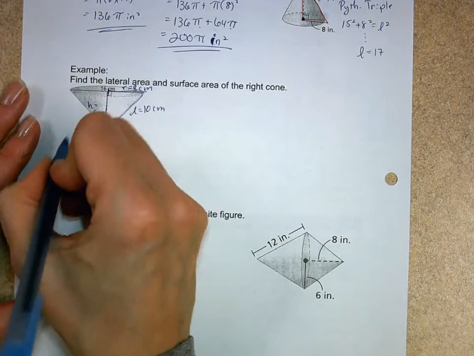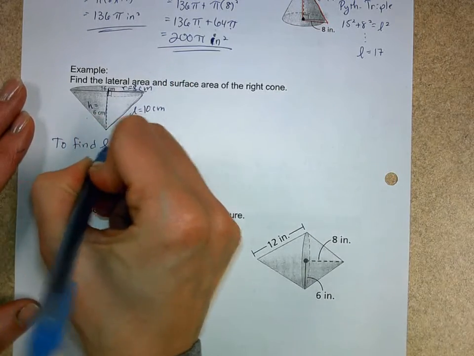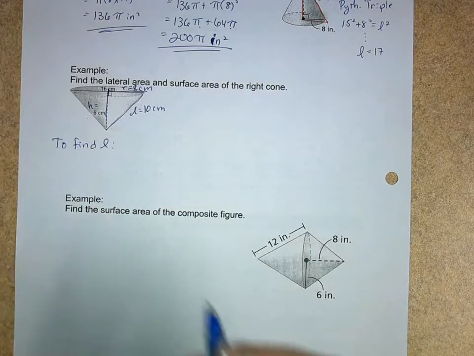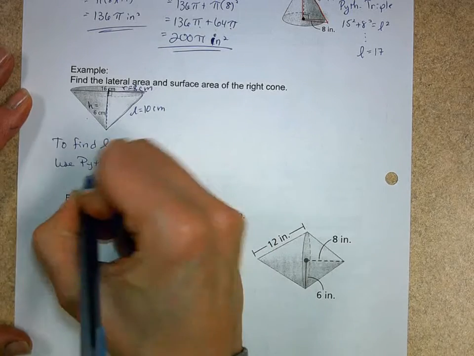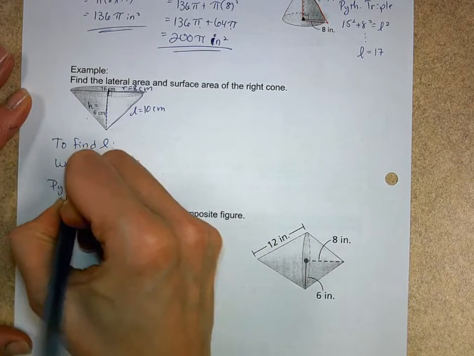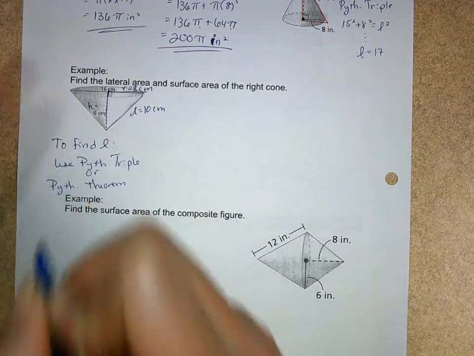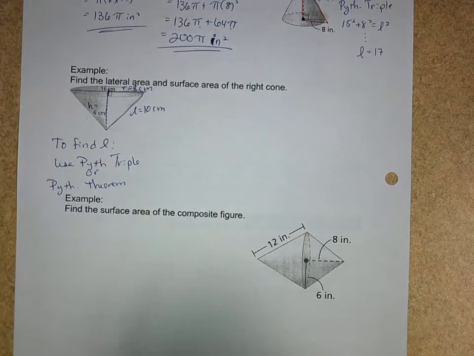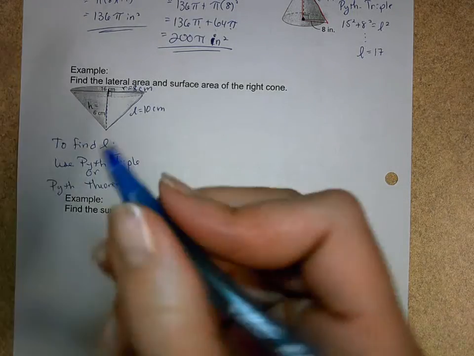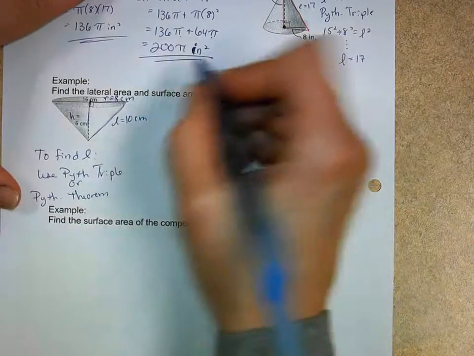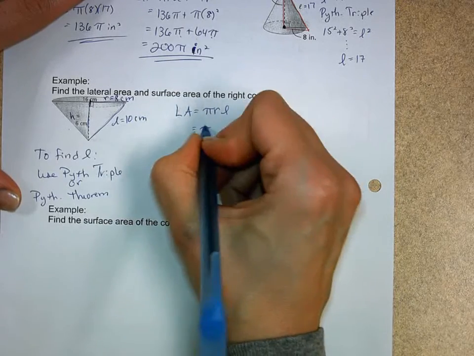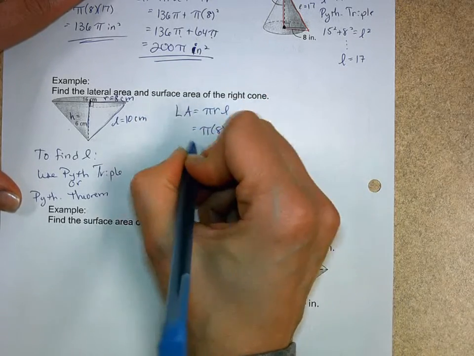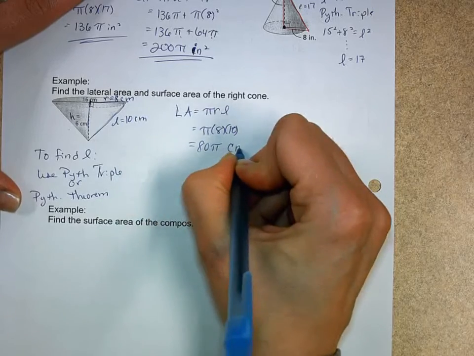10. All right, remember, to find your slant height, use the Pythagorean triple, if it has one, or the Pythagorean theorem. It will, you solve for it, excuse me, every time. Now that we have the slant height, we can plug it in for lateral area and surface area. Pi times the radius, which is 8. My slant height is 10. That's 80 pi square centimeters.